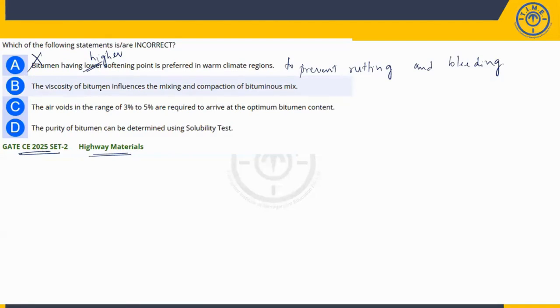Next, the viscosity of bitumen influences the mixing and compaction of bituminous mix, 100%. It is right. This is not incorrect. The air voids in the range of 3 to 5% are required to arrive at optimum bitumen content. Optimum bitumen content is determined by maintaining the air voids in the range 3 to 5% only. This is also right. The purity of bitumen can be determined by solubility test. Yes, this is also right. Therefore, option A is the only incorrect statement.